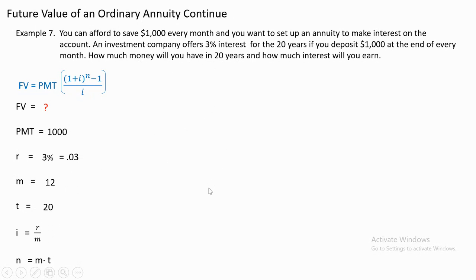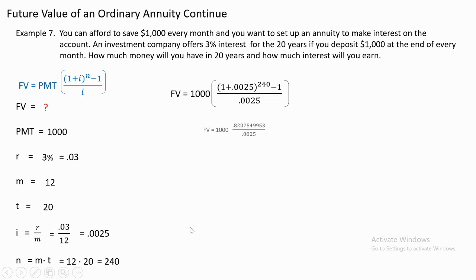What's my I? My I will be R divided by M, which will give you 0.0025. And the N is M times T, so it'll be 12 times 20, which I believe will be 240. So now all you do, guys, is plug into the formula. Okay? So now, how do we do this, guys? Again, we do the top first.